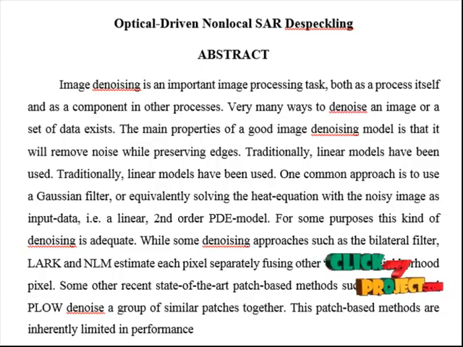Some other recent state-of-the-art patch-based methods such as BM3D denoise a group of similar patches together. These patch-based methods are inherently limited in performance. In this paper, an optical image is added to the SAR image to make the speckled SAR images. Both clustering and denoising are performed on image patches. Then the despeckling process is implemented based on PCA with Wiener filtering.